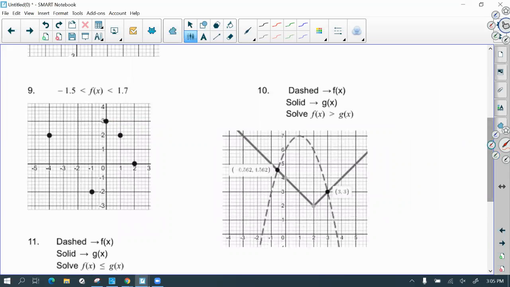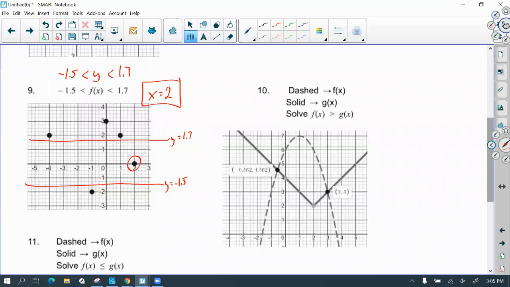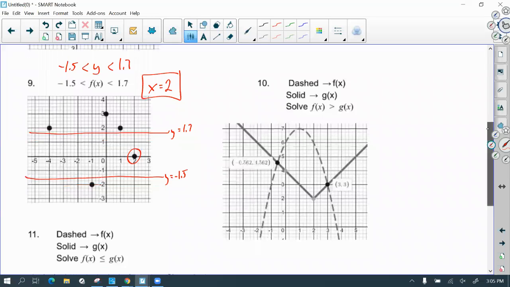This one's my favorite one. For what x values produce y values that are greater than negative 1.5, so above that line, but at the same time less than 1.7, and there's only one. There's only one ordered pair that works. That's this one. So that's one x value, x equals 2. 10 and 11 are the most challenging ones.